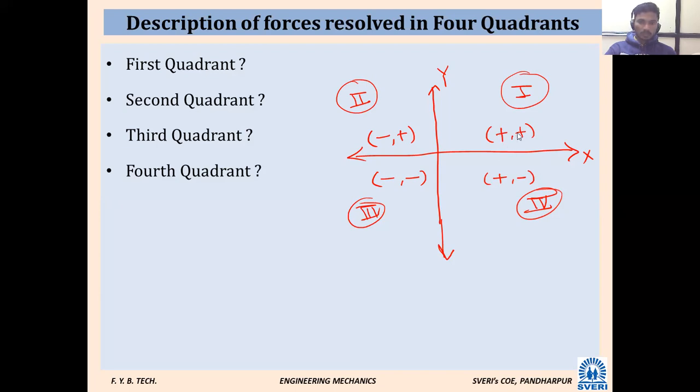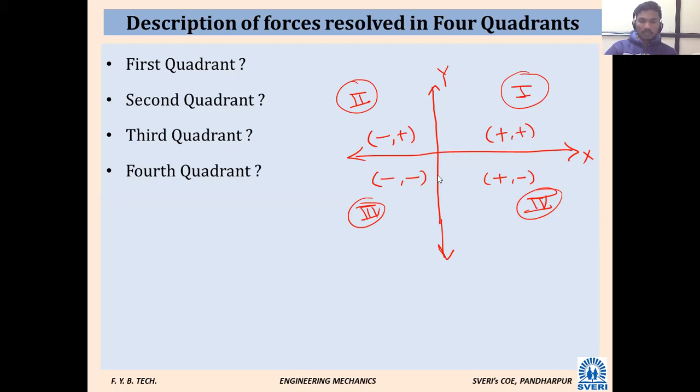What have we written? Plus plus. In the first quadrant, both will be plus. In the first quadrant, both the X component and Y component are positive. Very good, 99% correct. Plus plus means the signs of both components will be positive. Both means the X component and Y component will be positive.